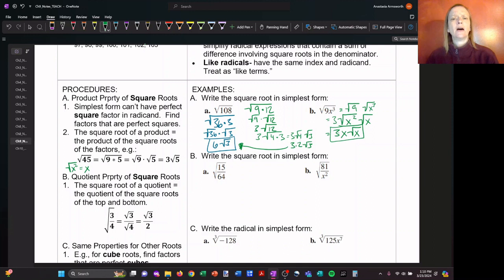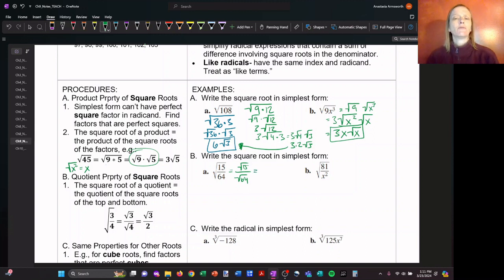When you have a quotient, a fraction inside of your square root, just like here, we were able to separate a multiplication problem into separate square roots. We can do the same thing with the division problem. We can have the square root of 15 over the square root of 64.